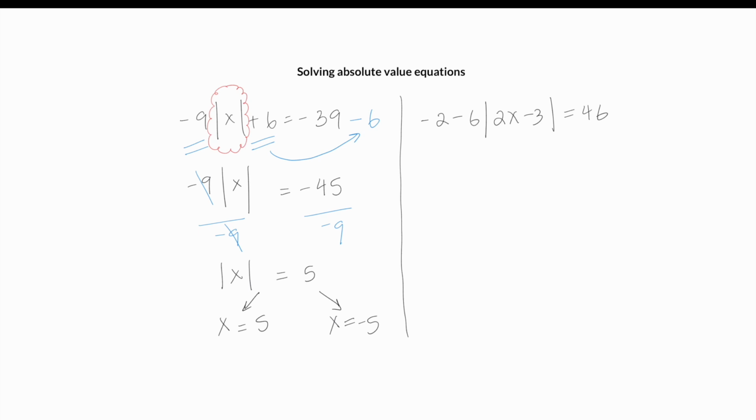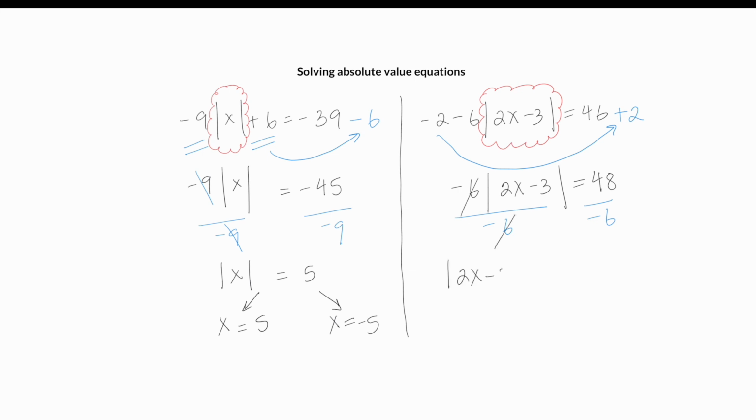With that being said, I will be removing the -2, and then I will be removing the -6. So -2 is going to the other side by addition, so plus 2 here, which leaves me with -6 absolute value 2x minus 3, close absolute value, equals 48. After this, I will be removing the -6. Now my -6 is multiplying the absolute value, so I will be dividing both sides by -6. So now I have the -6 canceled, absolute value 2x minus 3 equals -8.